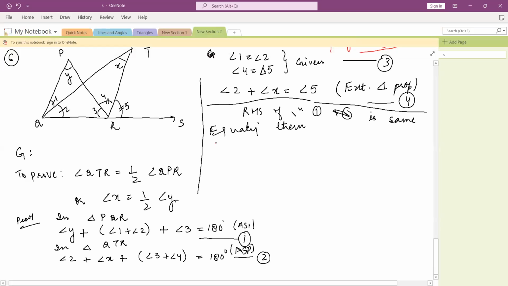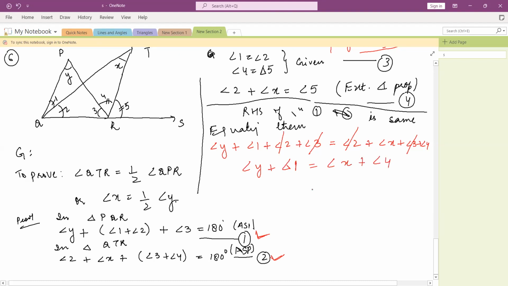So I'm using this information. Angle y plus angle 1 plus angle 2 plus angle 3, and I'm equating it to equation number 2. So angle 2 plus angle x plus angle 3 plus angle 4. I have just equated equation 1 and 2 because both have right hand side 180 degrees. So their LHS is also same. Now see what you can cut. Angle 2 on both sides cancel. Angle 3 on both sides cancel. So we are left with angle y plus angle 1 is equal to angle x plus angle 4. Let me call it equation number 5.